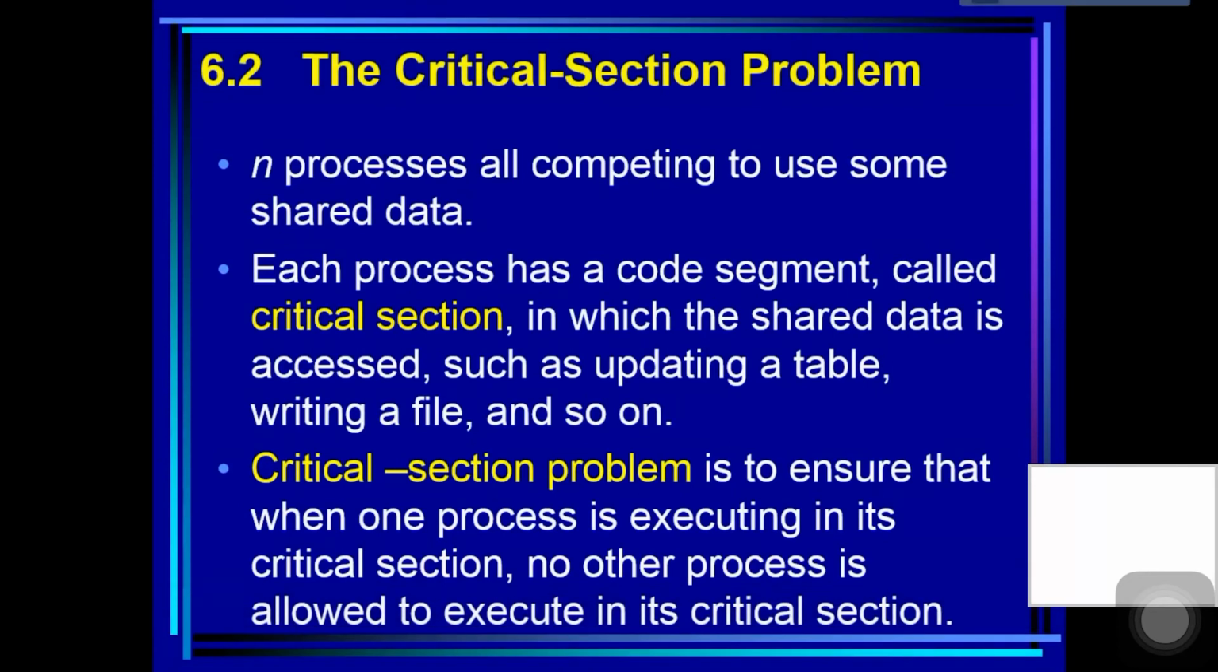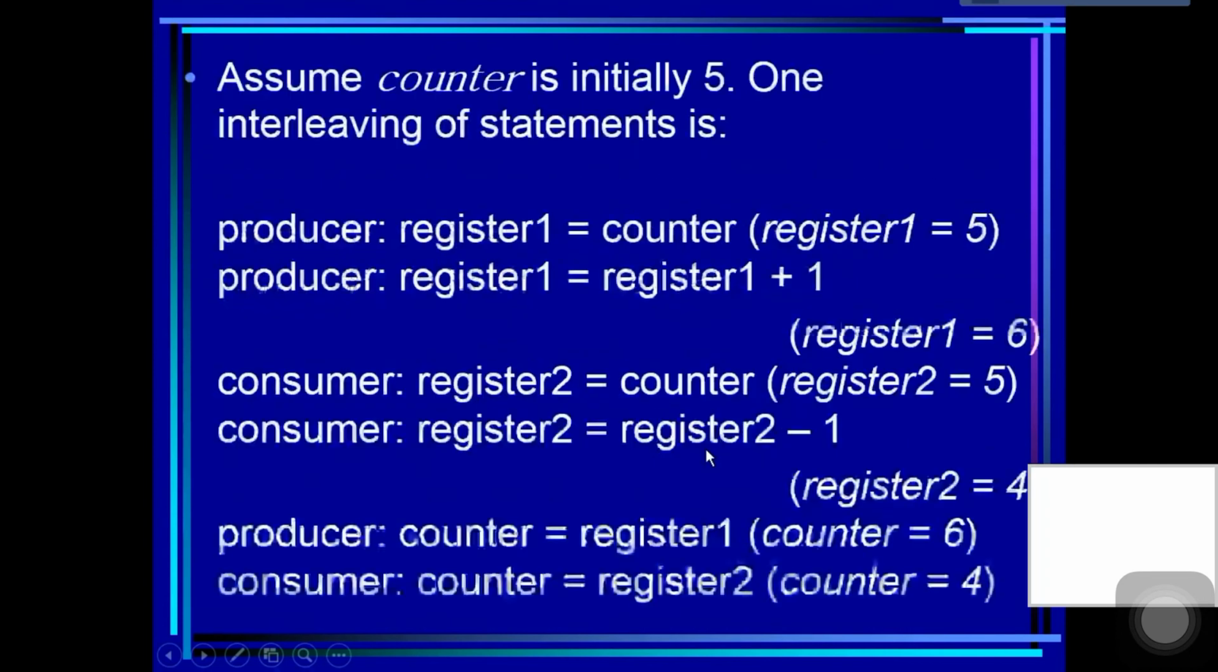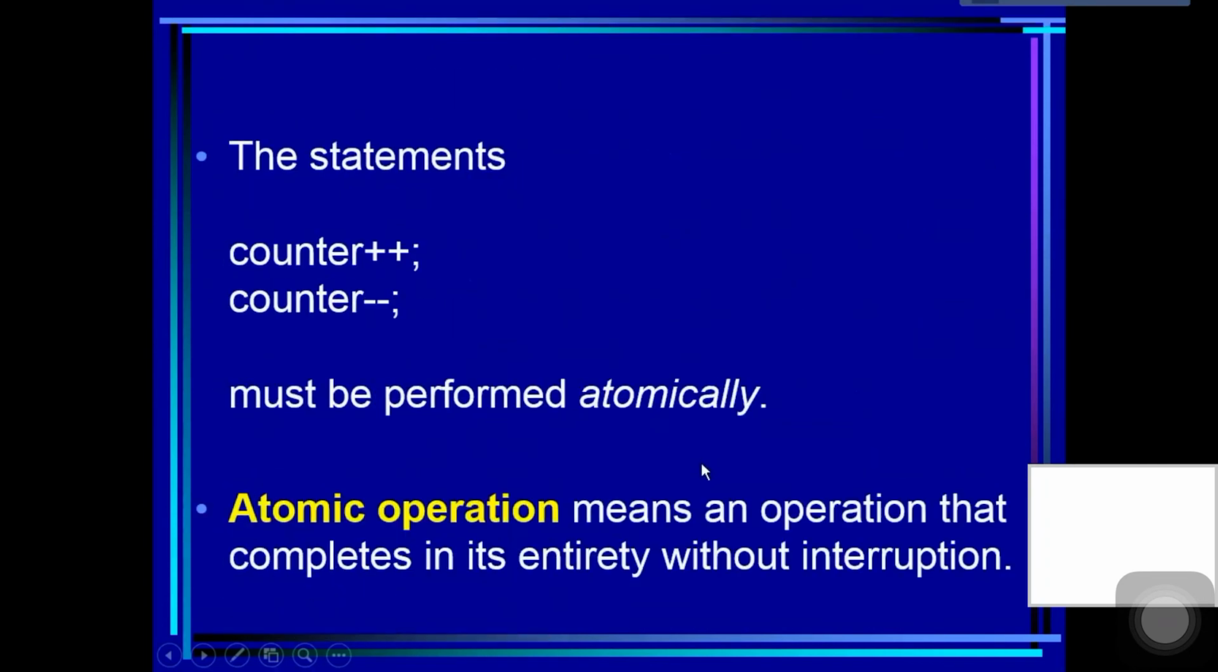Discussing the so-called critical section problem. Each process has a segment of code called a critical section, in which the process may be changing common variables, updating a table, writing a file, and so on. Such as this example we just looked at.